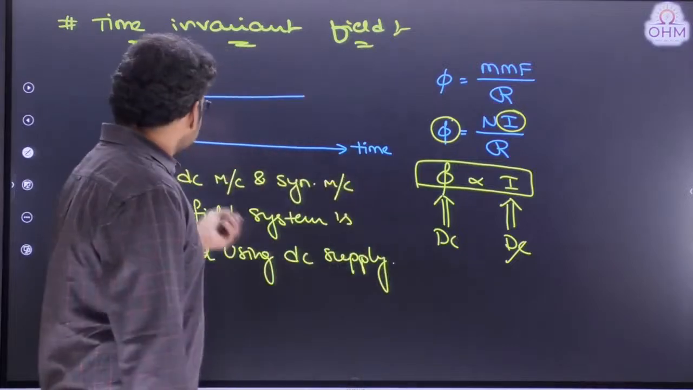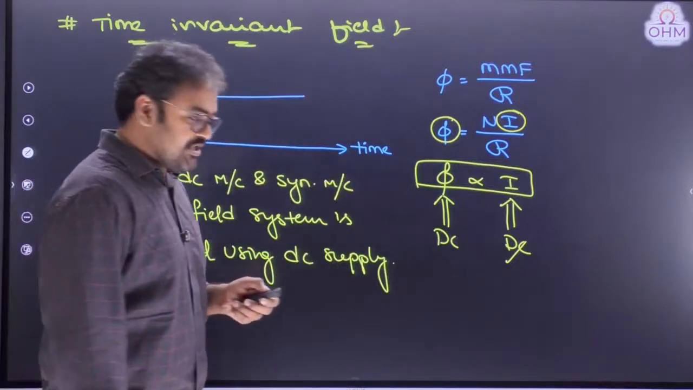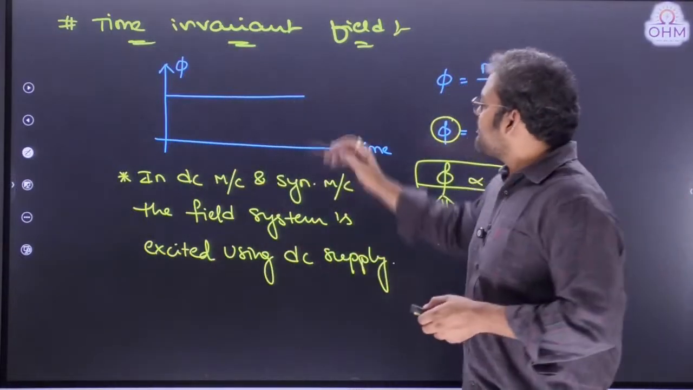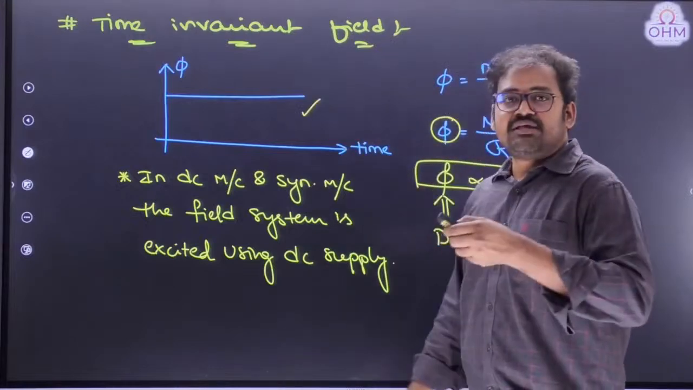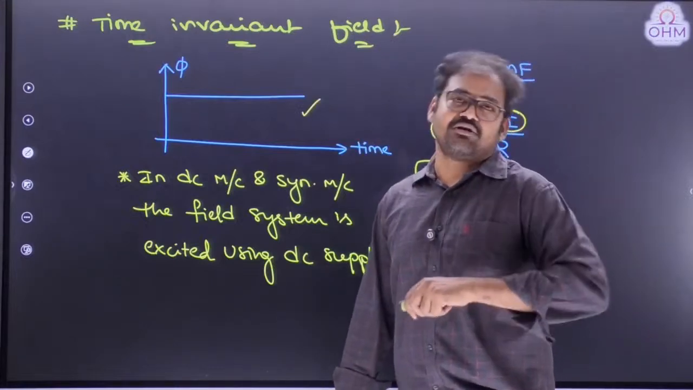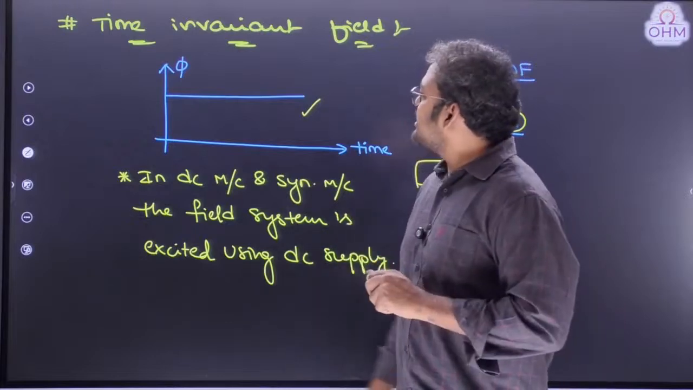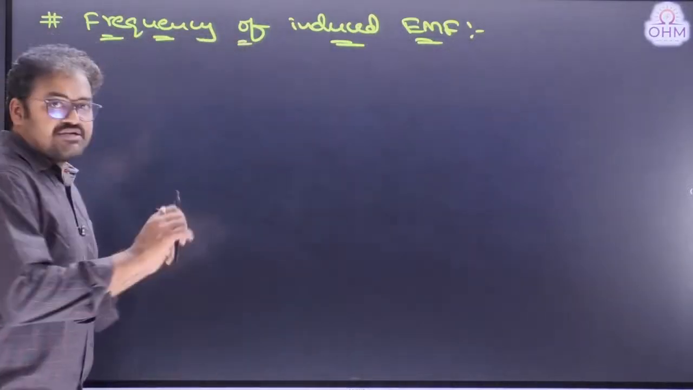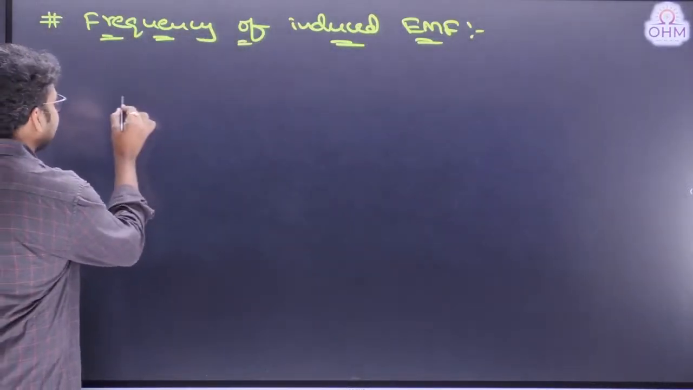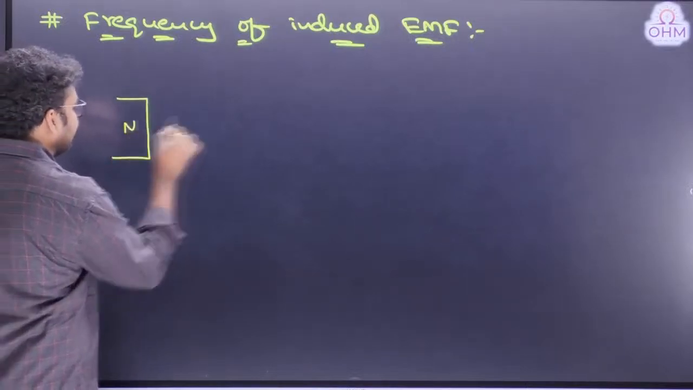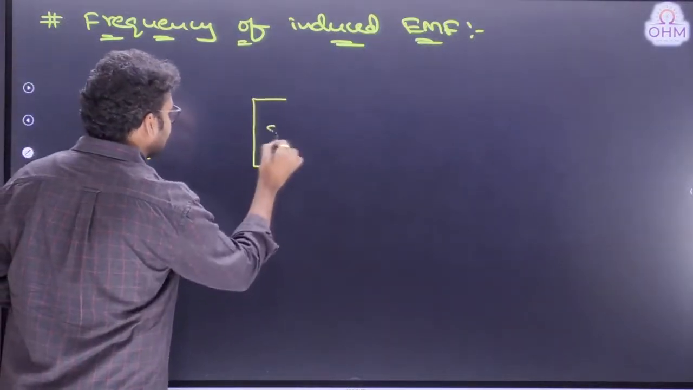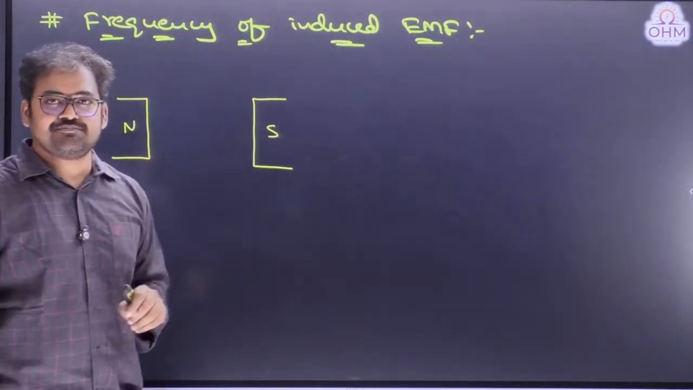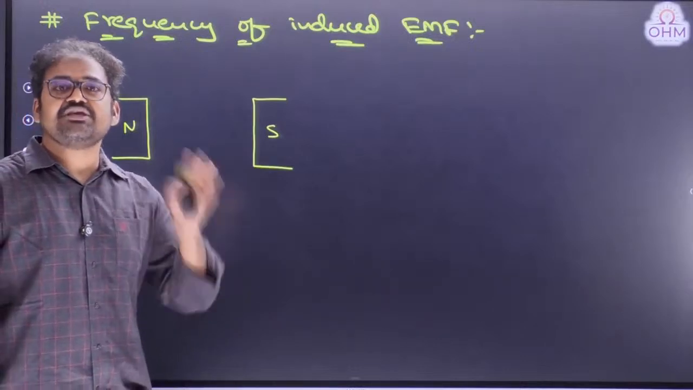Okay, all right. So this is the time invariant field. Now the greatest question is, most students have a common doubt: sir, if the flux is DC flux, how can an AC voltage be generated by an alternator? To understand that, I will consider a simple magnetic system here. Consider we have a magnetic system having two poles, let's say a north pole here and a south pole here. The important thing is I am exciting this field system with DC supply. Therefore, the flux is time invariant.